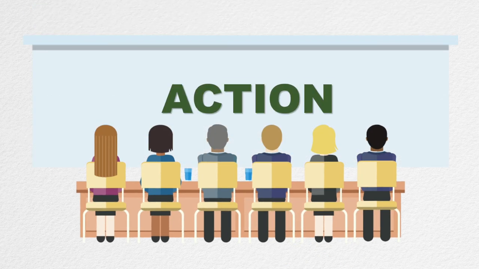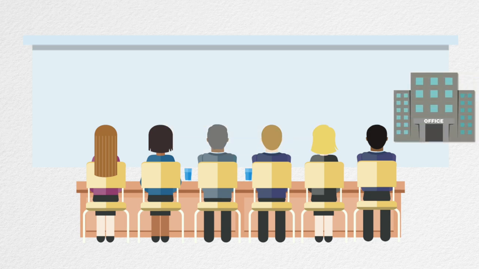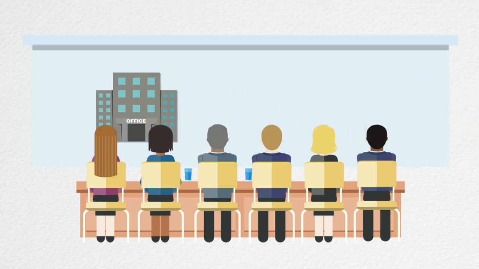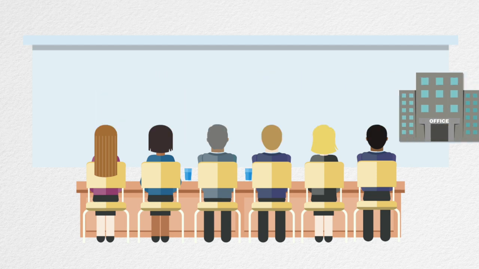When action is required by the board, it's important that they have the kind of details or projections needed to make a decision. For example, before deciding on a building purchase, the board will need specific financial information and multiple scenarios based on the different options.